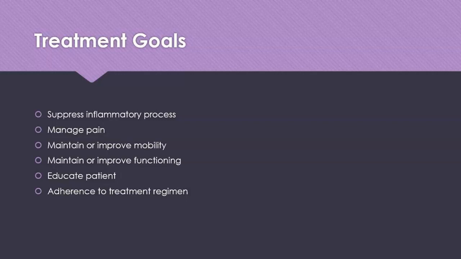Statistically, almost 40% of patients who are diagnosed with rheumatoid arthritis become disabled within 10 years of that diagnosis. So the mobility and the functioning that a patient has at diagnosis is probably around the best that it's going to be. And our goal is to keep it there and prevent it from getting any worse. So our goals, manage the pain and the symptoms, help maintain or improve the mobility if possible, and the functioning.